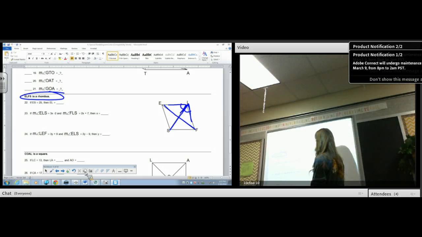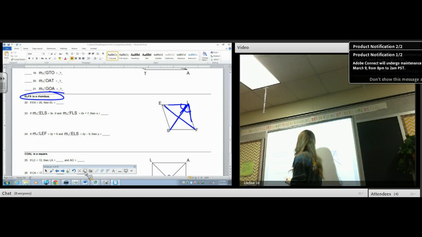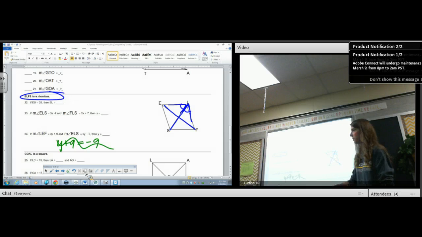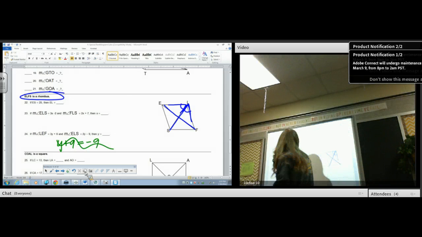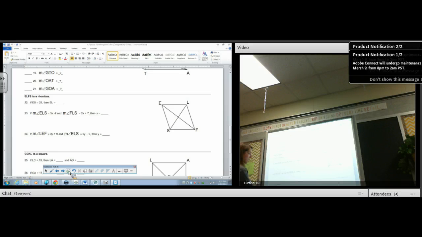3y plus 9 equals 2y minus 9. Subtract 2y, you get y plus 9 equals negative 9. You subtract 9, you get negative 18. Don't do that. Okay, let's go back to my slides. Let's do some more things. Find a scratch sheet of paper.